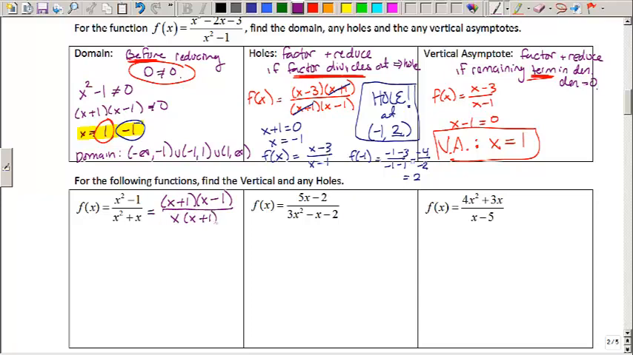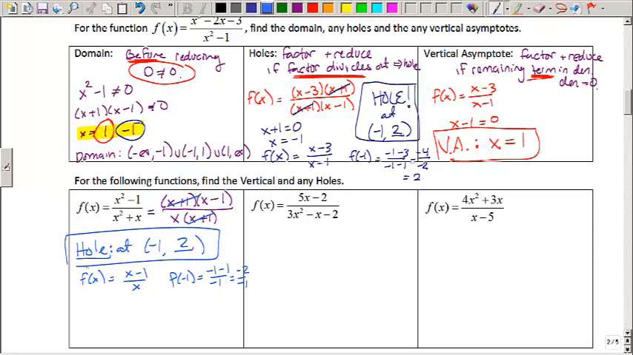If a factor divides out, that tells me I have a hole. If no factors divide out, then I don't have any holes. Well, in this case, x plus 1 does divide out, so that tells me I have a hole at -1, comma some value. To find that other value, I look at the reduced function. The reduced function is f of x equals x minus 1 over x. If I evaluate at f of -1, I have -1 minus 1 over -1, which gives me a value of 2. So I have a hole at -1 comma 2.